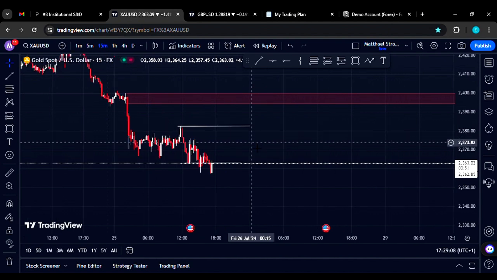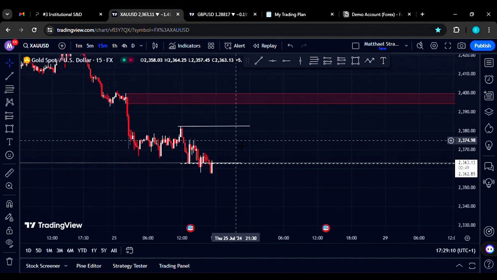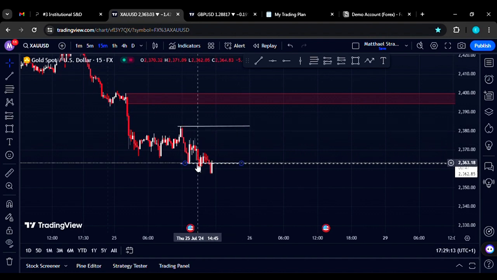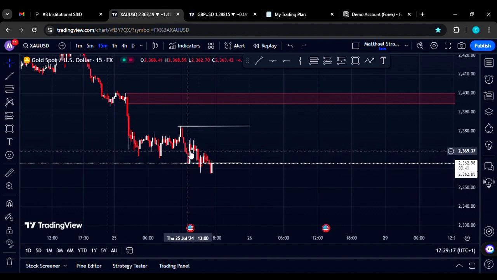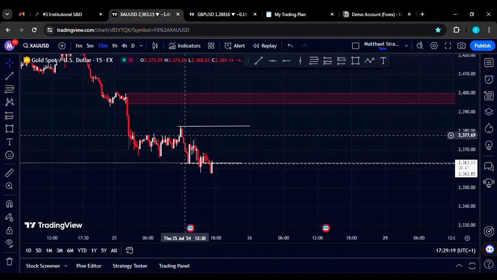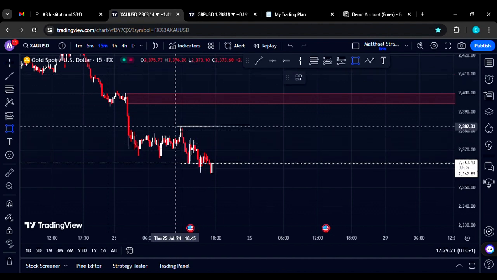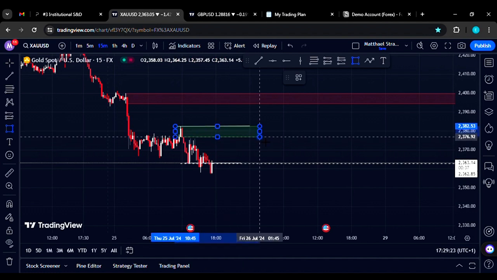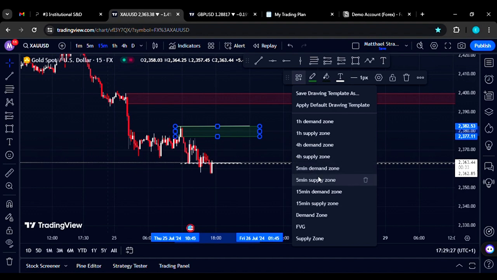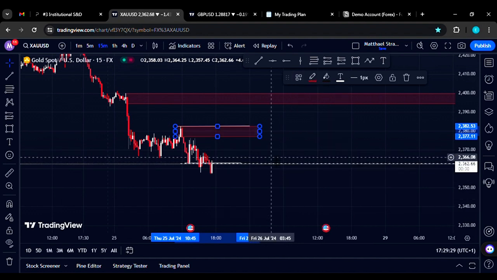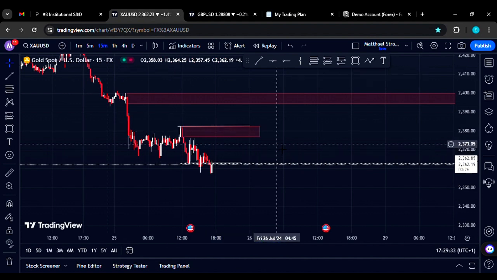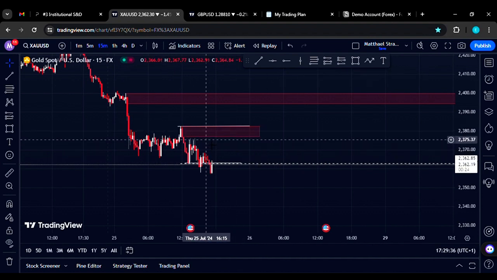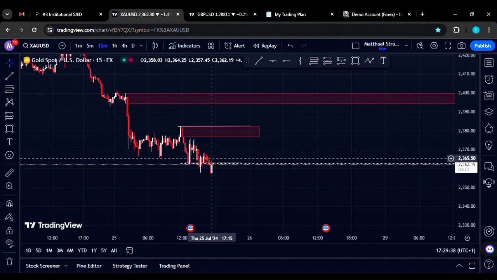Okay, then what next? I mapped out my swing high and swing low, hoping that price is going to push down. So I draw my supply zone here. There's a supply zone right here. So hopefully price should get to this point, then shoot down.